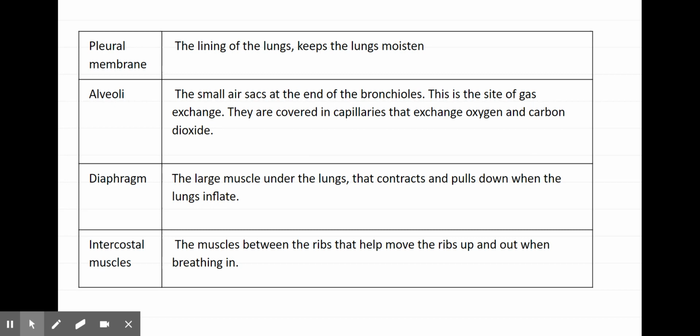So ladies and gentlemen, please make sure to know your picture and to know the functions of the parts listed in your picture, as we will have a drawing quiz soon.